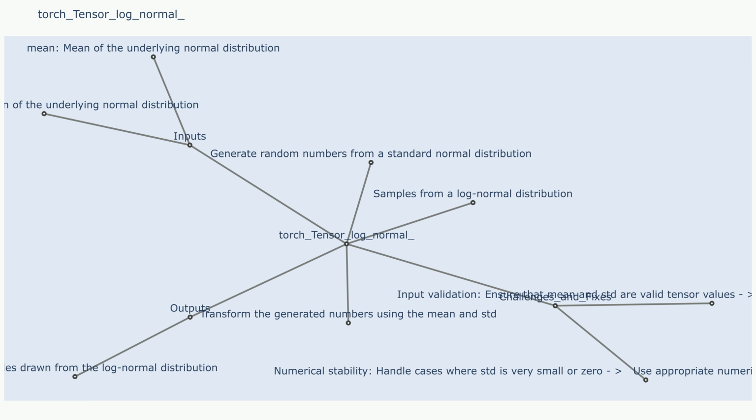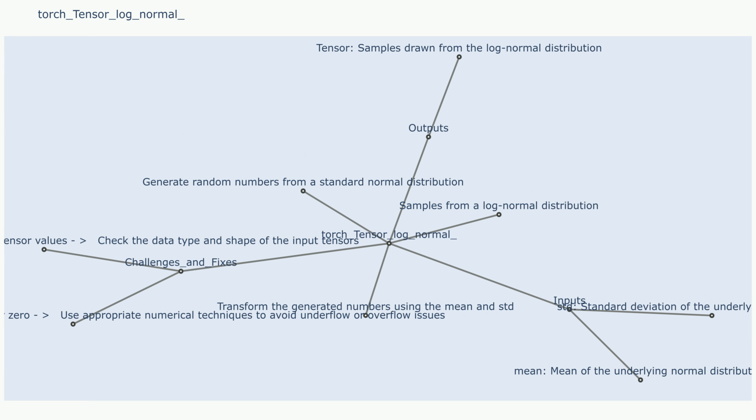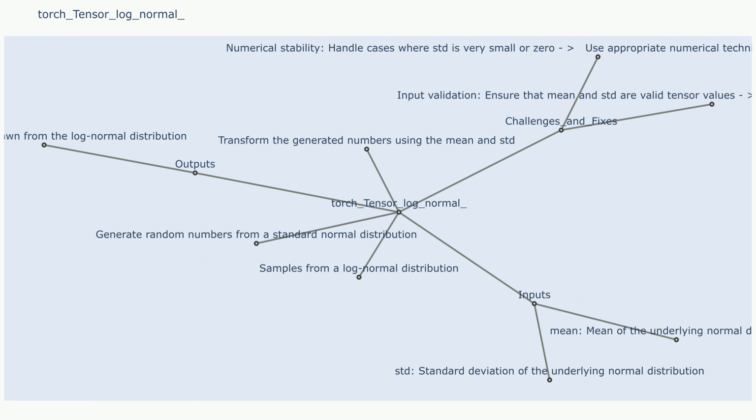Dimension mismatch. Sample use case that resulted in challenge 2: providing mean and STD tensors with different shapes. Fixes to challenge 2: the shapes of mean and STD tensors should match. If you need to generate a tensor with a specific shape, make sure the inputs have the same shape as the desired output.